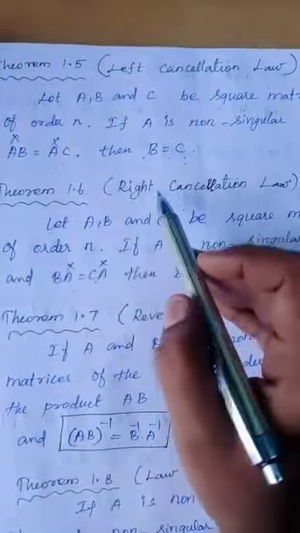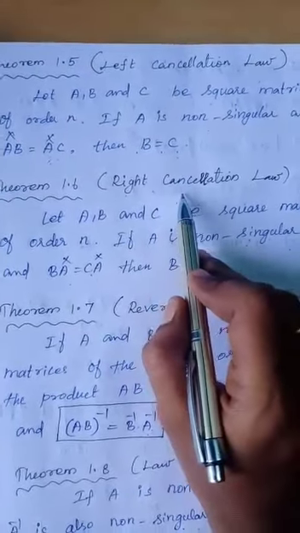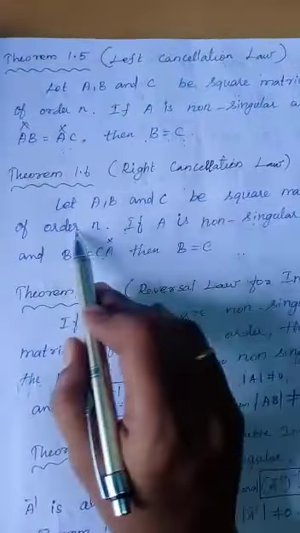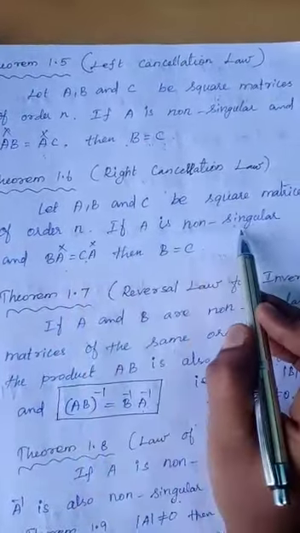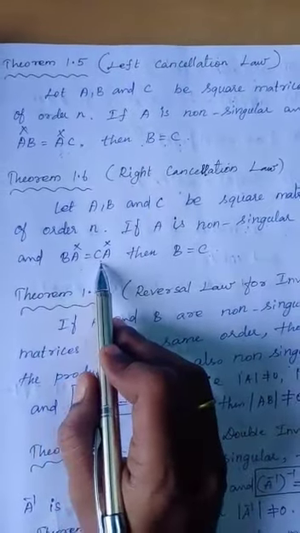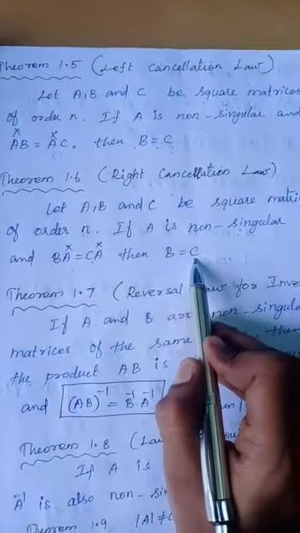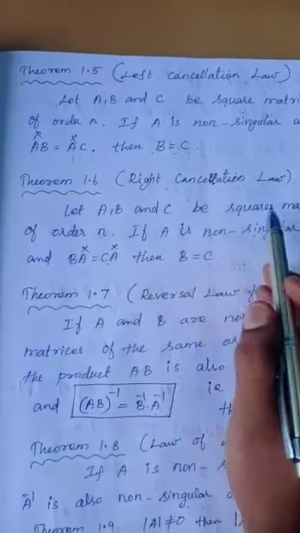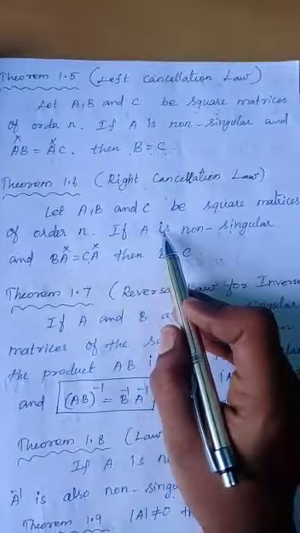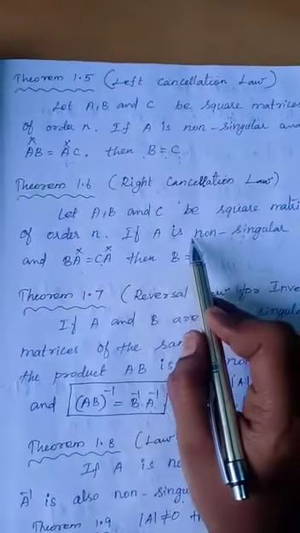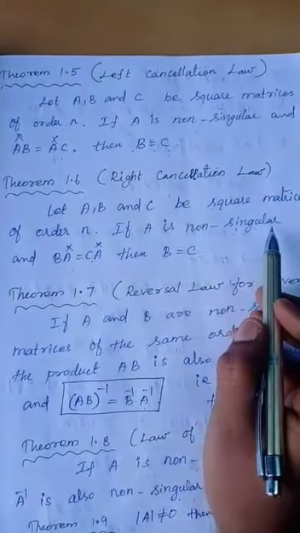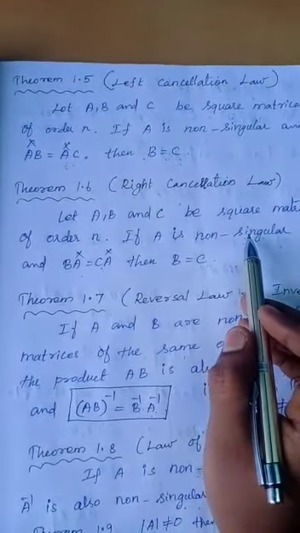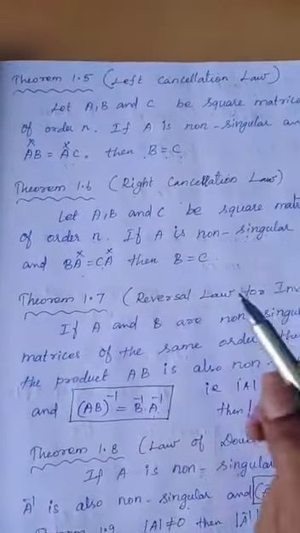The next theorem is the right cancellation law. Let A, B and C be square matrices of order n. If A is non-singular and BA equals CA, then B equals C. So we are taking three matrices A, B, C, whose order is also n. A is non-singular means the determinant of A is not equal to 0. This is the important condition, because the inverse exists, and we apply this result to prove the theorem.